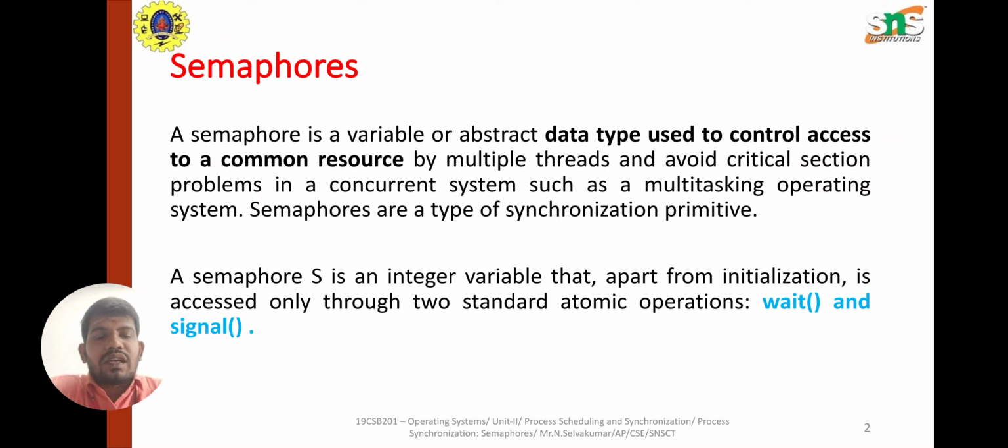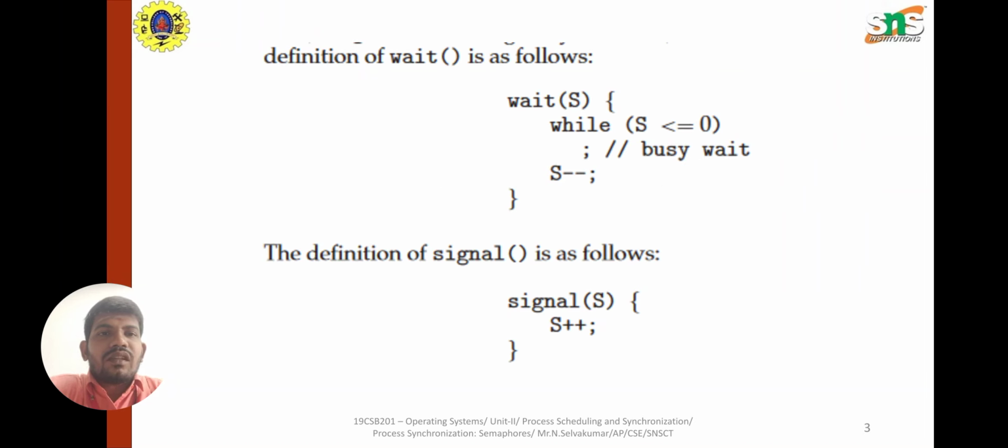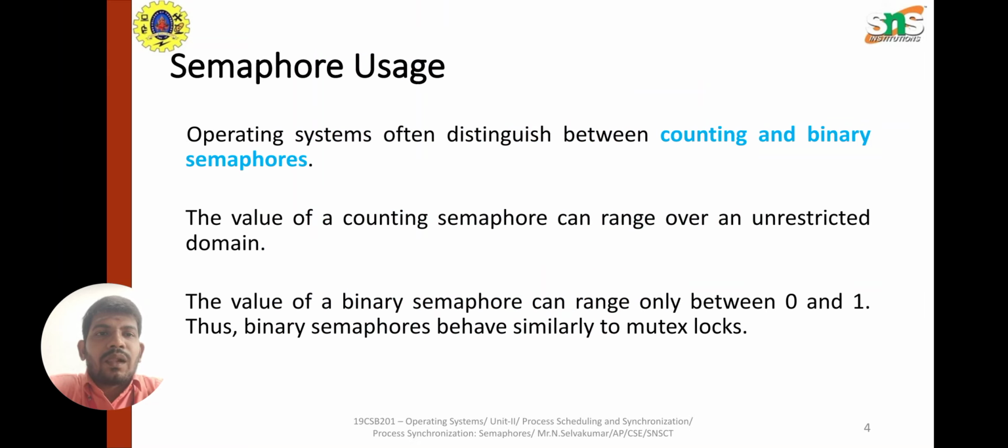A semaphore S is an integer variable that, apart from initialization, is accessed only through two standard atomic operations: wait and signal. The definition of wait is as follows: wait(S): while S <= 0, do no-op; then S--. The definition of signal is as follows: signal(S): S++.